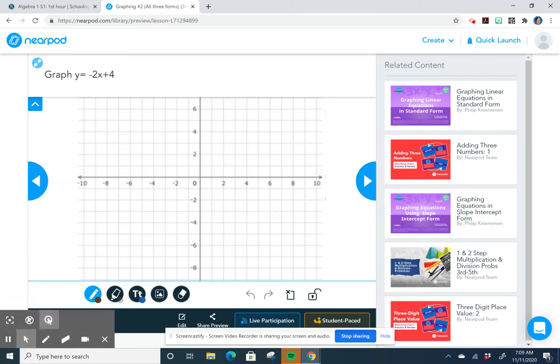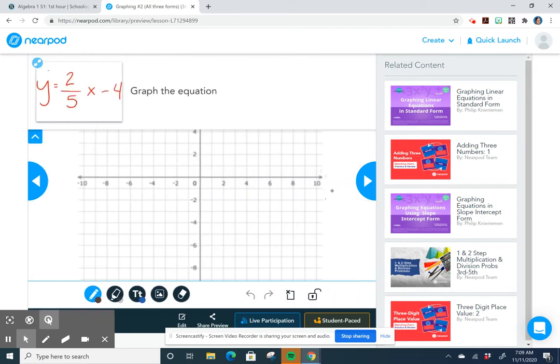The second problem in this activity is also slope-intercept form. Your m this time is a fraction, which is beneficial because it tells you the rise over run. So since 2 is positive, we're going to go up. Since 5 is positive on the bottom, you're going to go right.